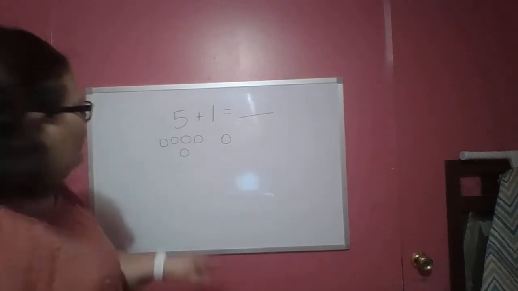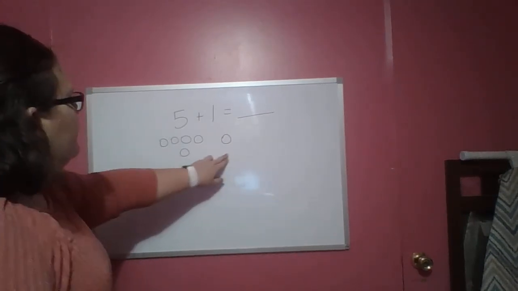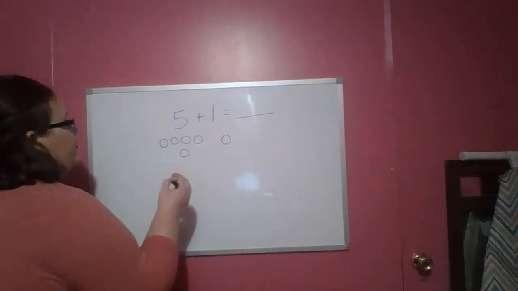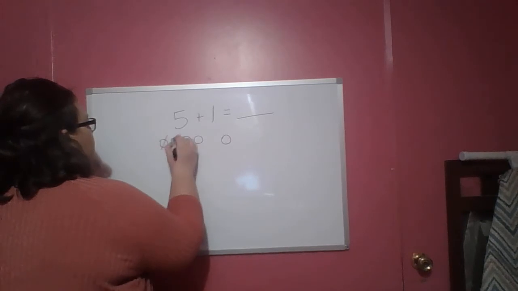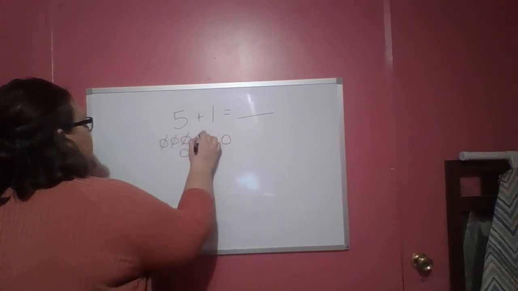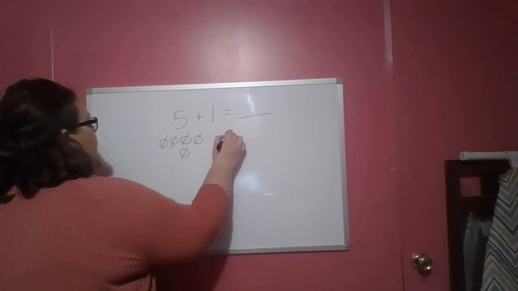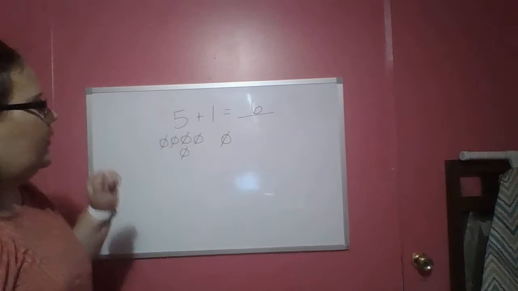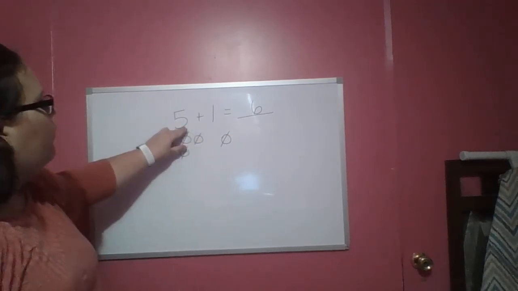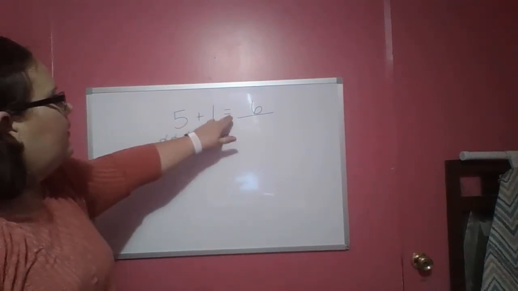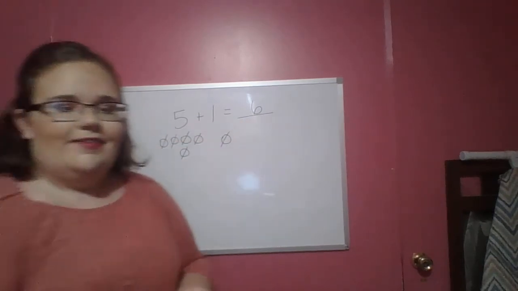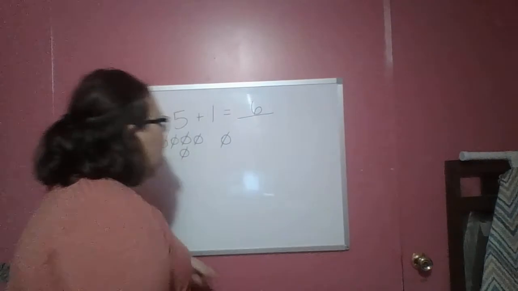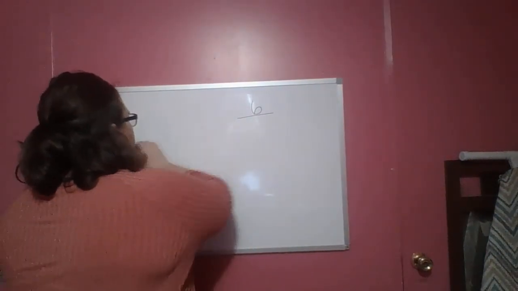So when we add, we know that we take both sets of circles and add them together. So careful, count both sets with me. We have 1, 2, 3, 4, 5, 6. So our answer is 6. So read the equation with me. We have 5 plus 1 equals 6. Good counting, boys and girls. Alright, so I'm going to go ahead and erase this problem.